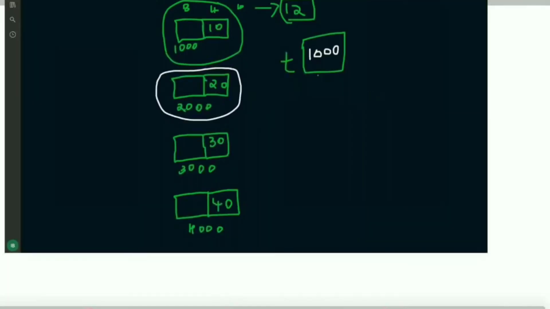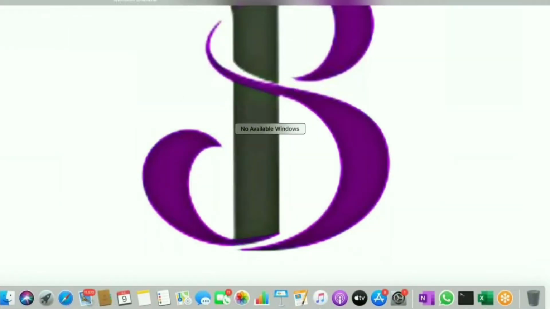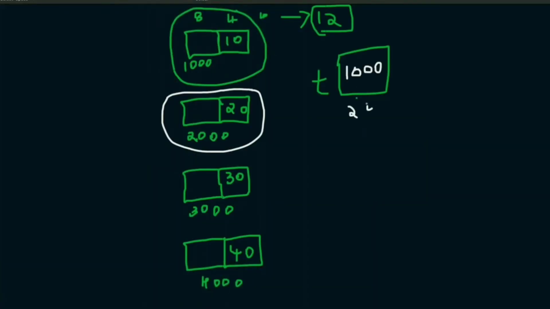This malloc will get the initial address. Where is this initial address saved? The initial address is saved inside t now, right? Now t will become what? 2000. Okay, I'll be creating a new node, guys, and this address is stored inside t.